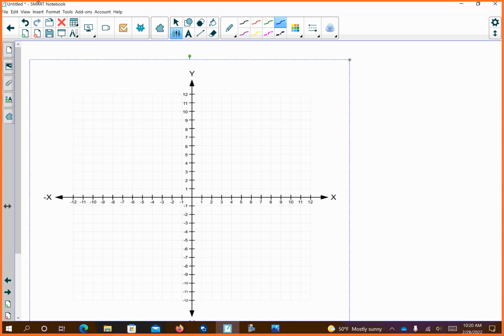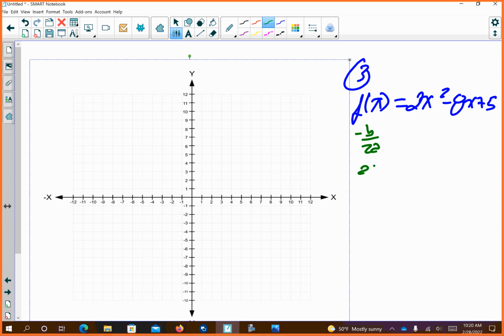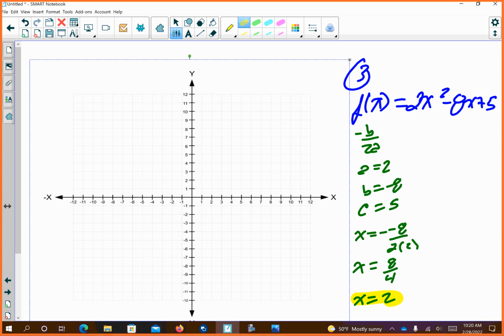All right, number 3. We have f of x is equal to 2x squared minus 8x plus 5. First thing you want to put, negative b over 2a. And then a equals 2, b equals negative 8, and c equals 5. So negative b over 2a, I have negative 8 over 2 times 2. Negative 8 is positive 8. 2 times 2 is 4. So I get x equals 2. Oh, yay. We've got another x equals 2.